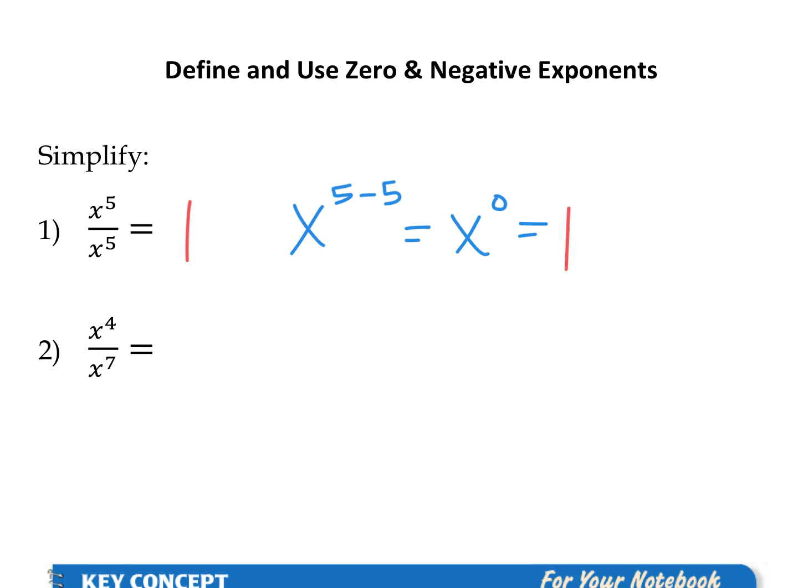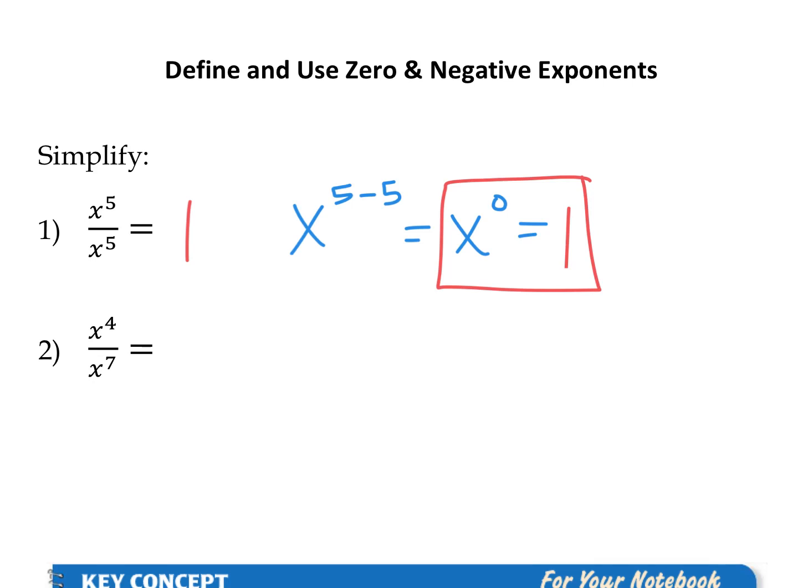Anything to the 0 power will be equal to 1. That's why. Anything to the 0 power, 5 to the 0 power is equal to 1. X to the 0 power is equal to 1. 87 to the 0 power would be equal to 1. So anything to the 0 power is equal to 1. So that's a property to know about 0 as an exponent.